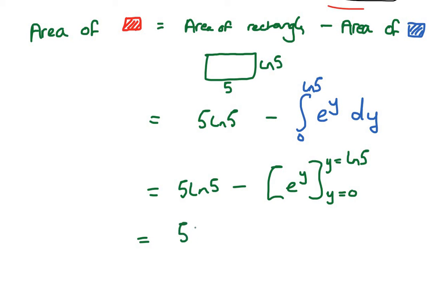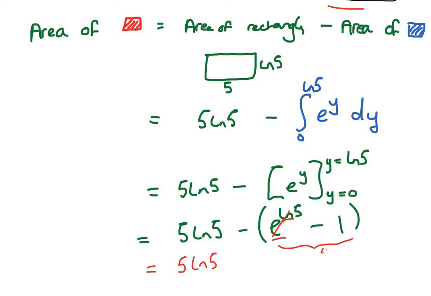Okay, so 5 natural log of 5, take away, and then plugging in y equals natural log of 5, we're going to get e to the natural log of 5. And plugging in y equals 0, we're going to get e to the 0, which is 1. I'm just going to be careful with the minuses there. Now, knowing your log rules, e to the natural log, they're going to cancel out. So we're just going to be left with 5. And our final answer is going to be 5 natural log of 5.